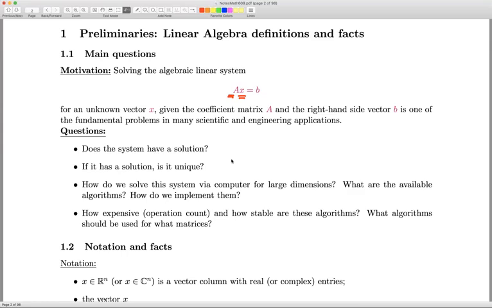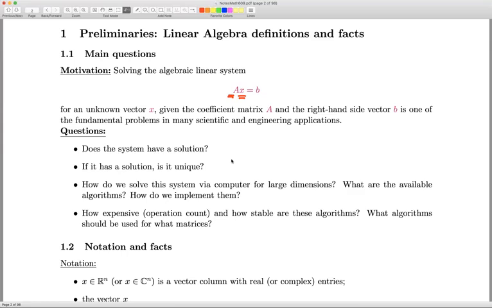How stable is our method? So if we make a little error in the data that we have, or if the right-hand side, which will be given to us, is inaccurate, how does this error propagate when we try to solve the system?